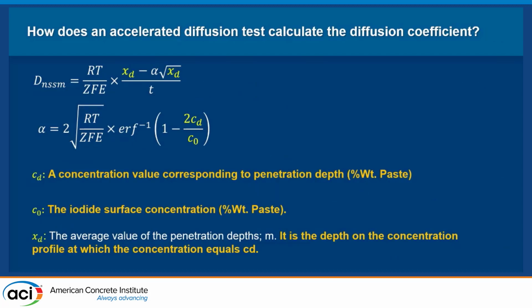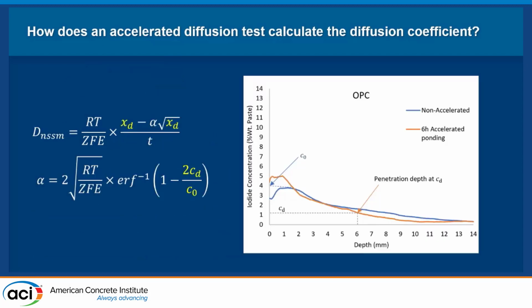For the accelerated diffusion test, we are using the same equations that NT Build 492 used. As I explained before, they measure the penetration depth based on the color change after spraying silver nitrate. However, in this study, we are going to use the concentration profile. Therefore, in this equation, we are looking for a combination of XD, CD, and C0 in a way to provide us similar results as non-accelerated diffusion.